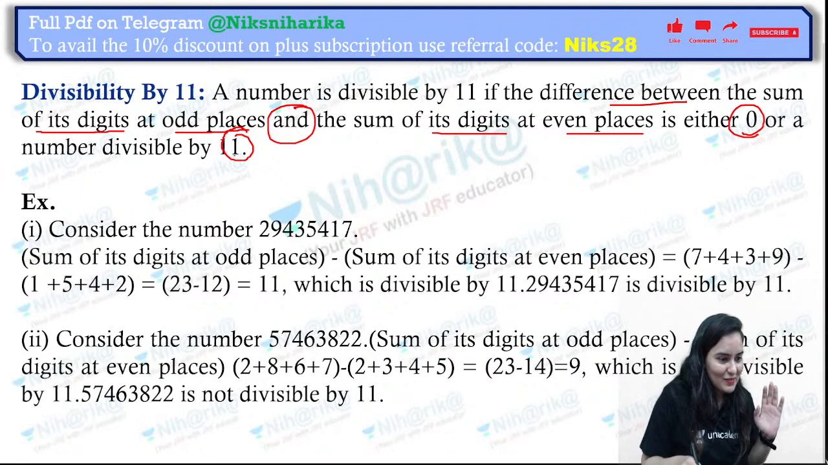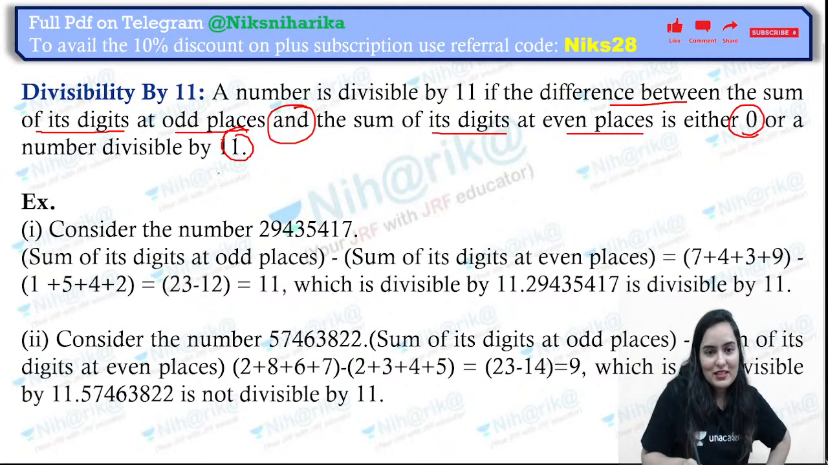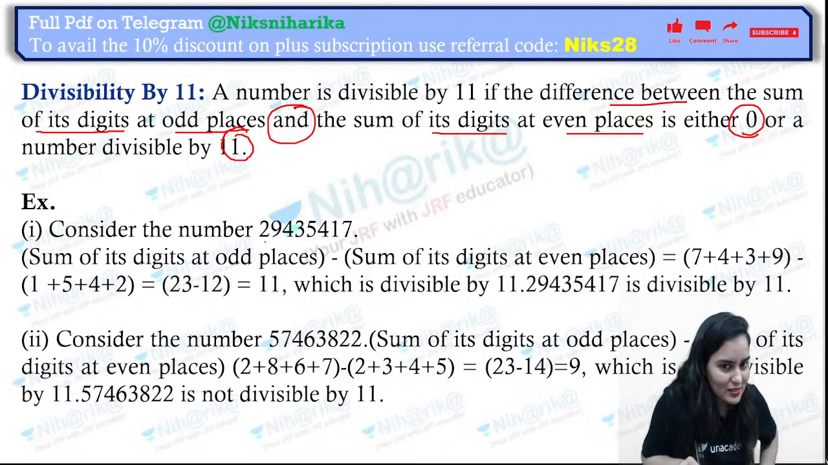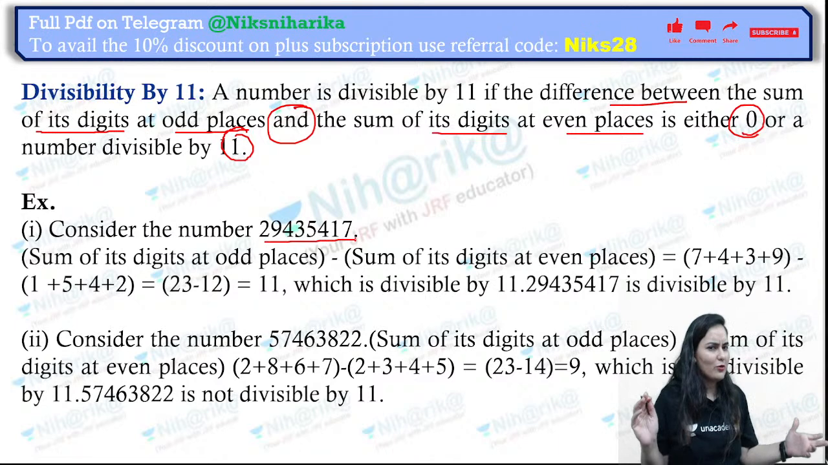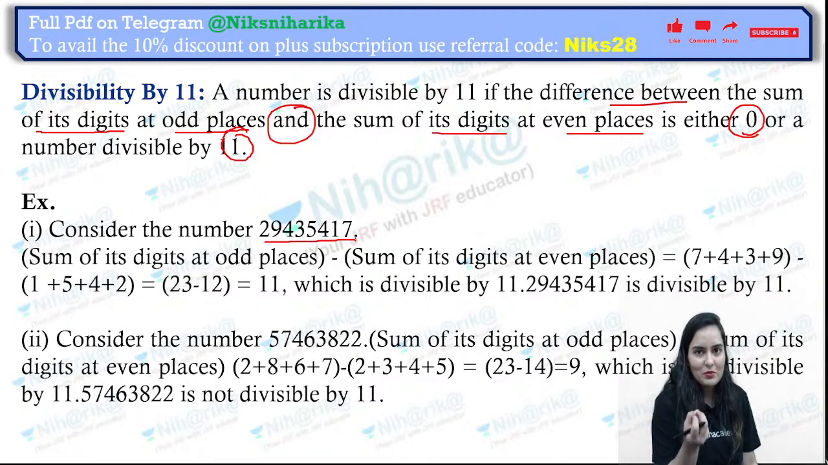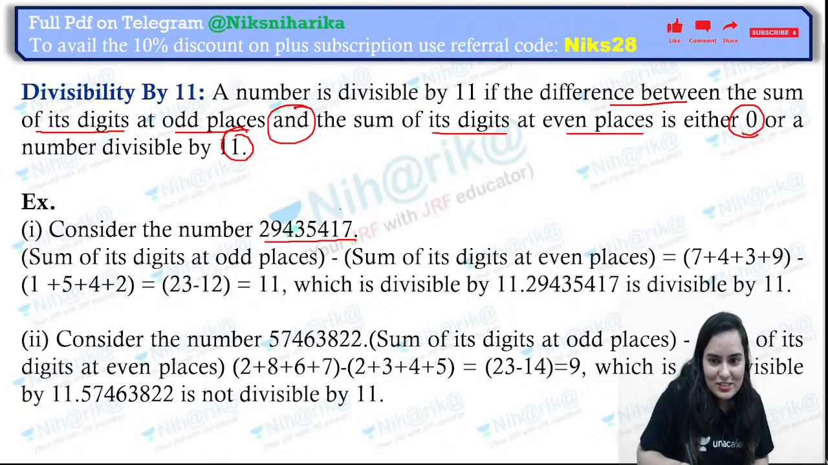Look, whenever we see this number we get scared. Oh my god, what to do? With which table we will manage this number? Okay, so let's just take alternate numbers, that is 7, then 4, then 3 and 9.